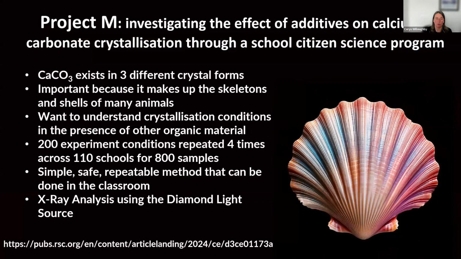This project was actually using school children. An experiment was devised that was very simple and very safe, and could be done in the classroom. It used 110 schools to replicate different conditions for this experiment all on one day. All of the data was collected on a single day for 800 samples across the UK. The crystals that were grown in the experiment were analysed using the Diamond Light Source, which is like a big X-ray microscope.